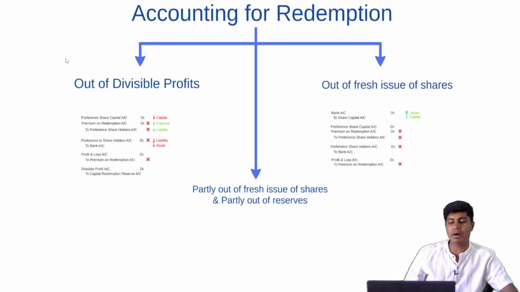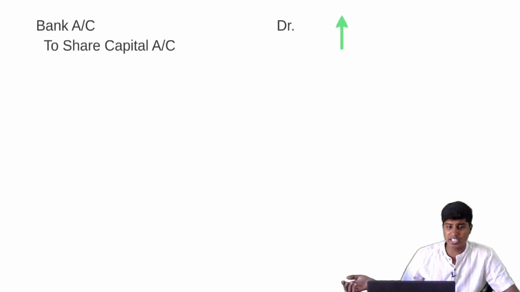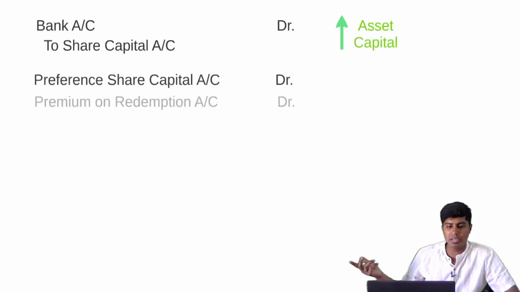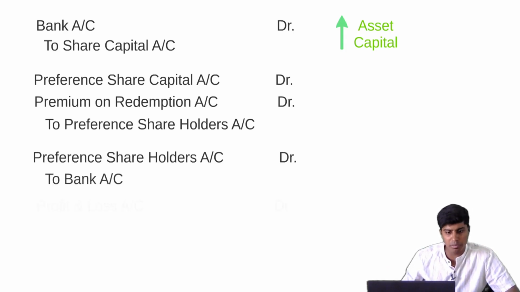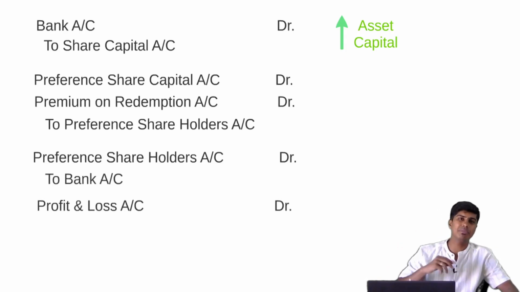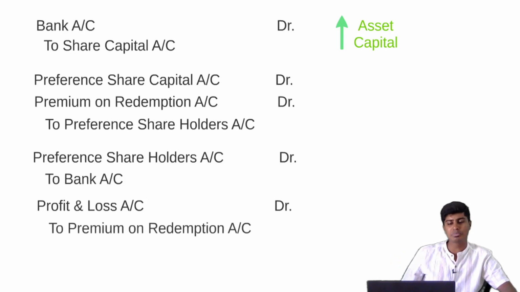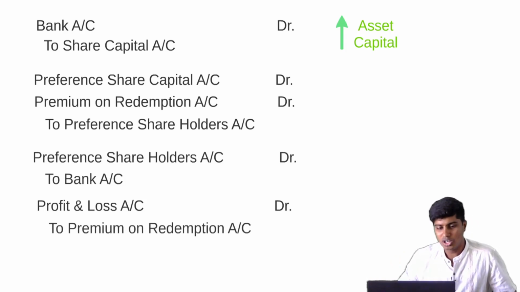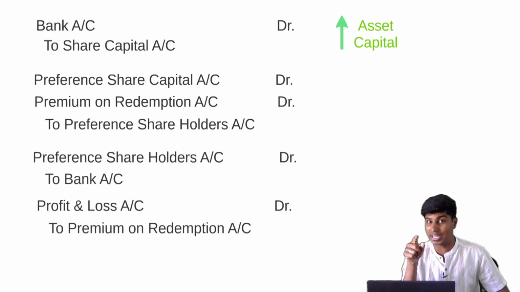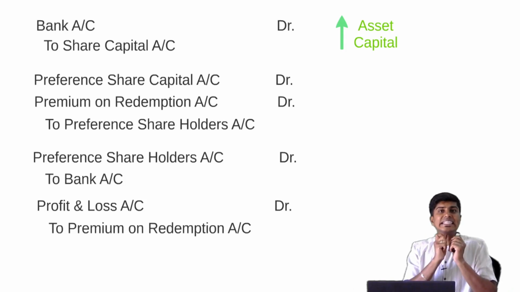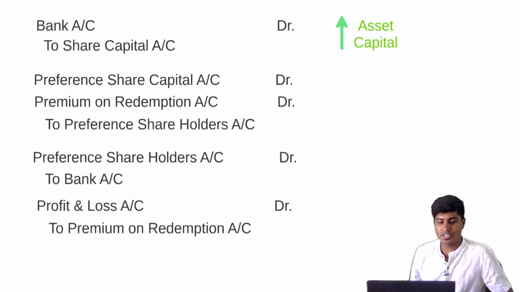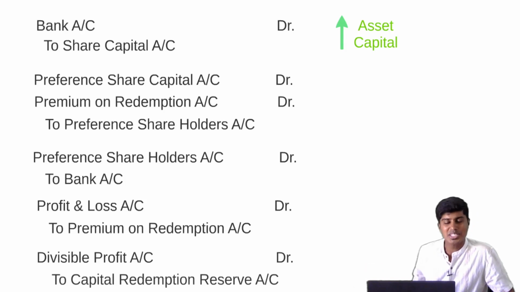Let's now see the third case, that is, partly out of fresh issue and partly out of free reserves. Here you will firstly issue the shares, for which the entry is bank to share capital. Then you would write the entry: preference share capital debit, premium debit, to preference shareholder. Then you make the payment: preference shareholder account debit to bank account. You will transfer the premium to P&L, writing P&L to premium on redemption of preference shares. And finally, to the extent preference shares are redeemed using internal funds, other than by way of fresh issue, you will create CRR, the journal entry for which is divisible profits account debit to CRR.